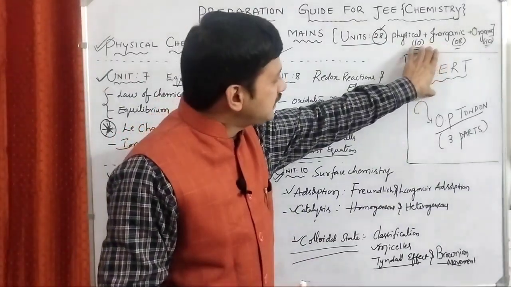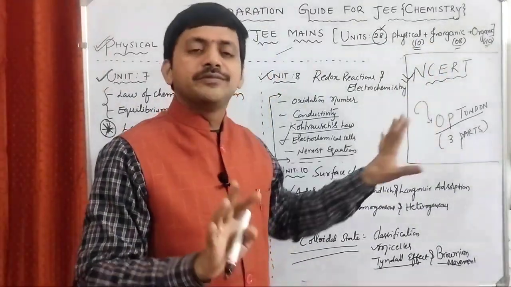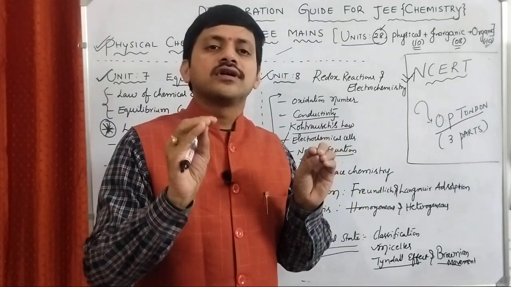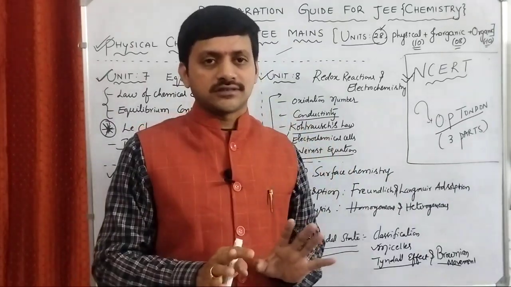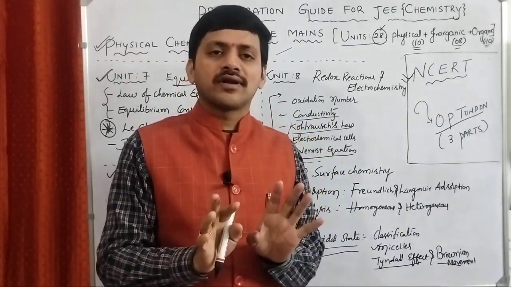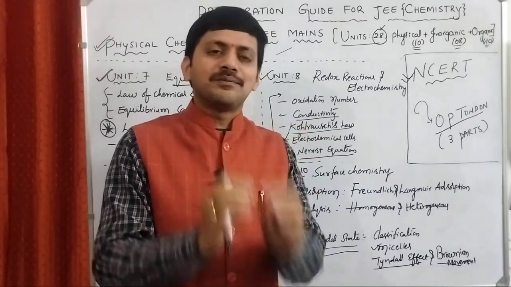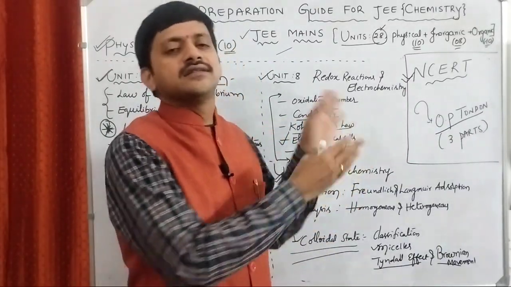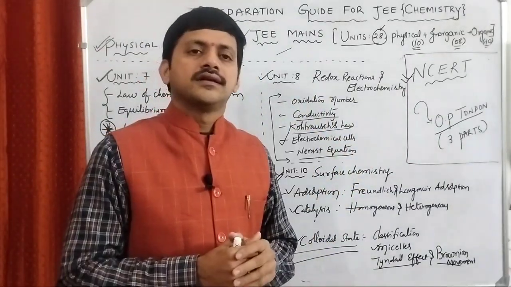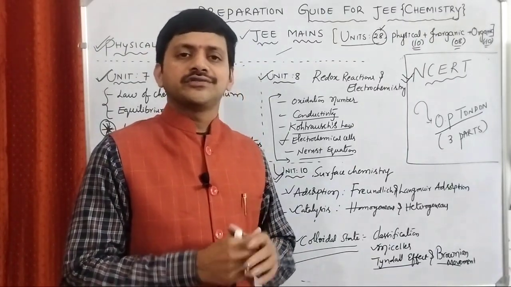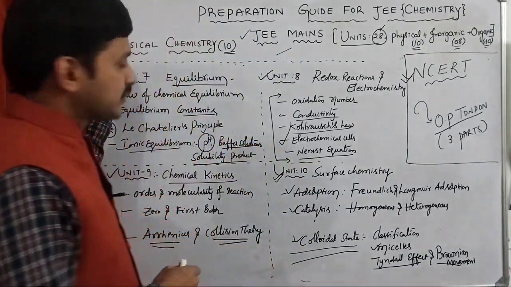If you follow the NCERT book and O.P. Tandon, it means that you are going to clear the syllabus of the bachelor's. The BSc non-medical program syllabus is going to be completed by you at this level only. This is all about the 10 units present in the physical chemistry portion.